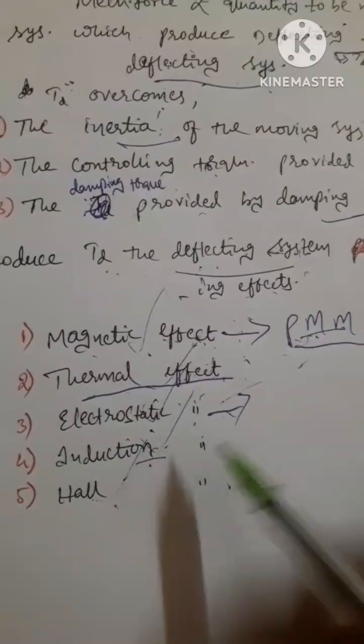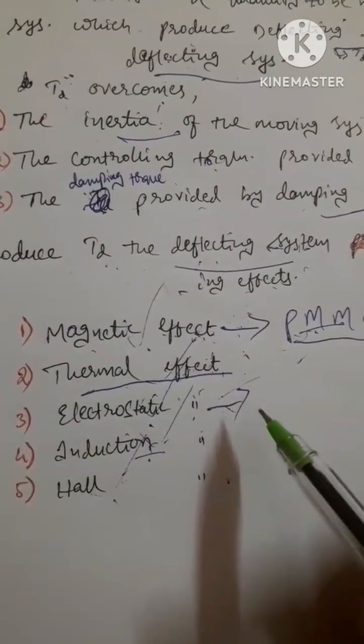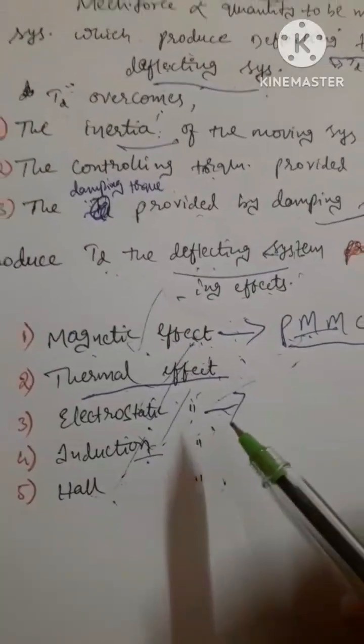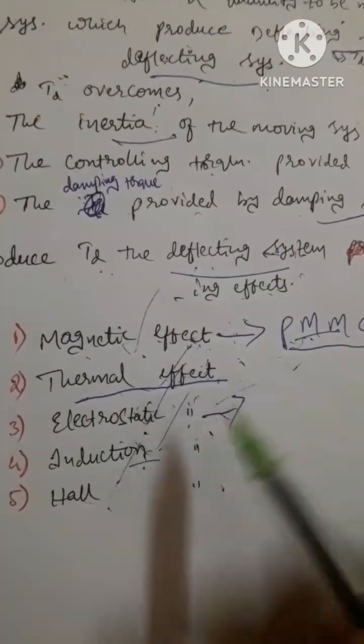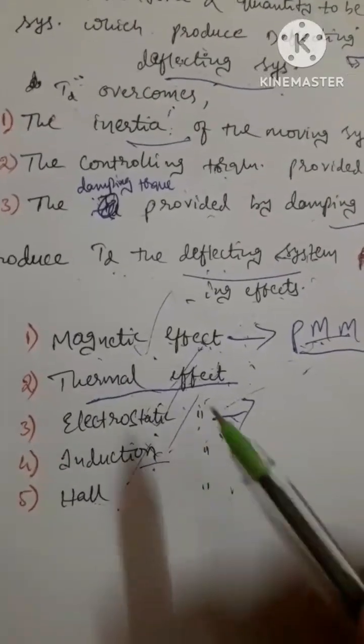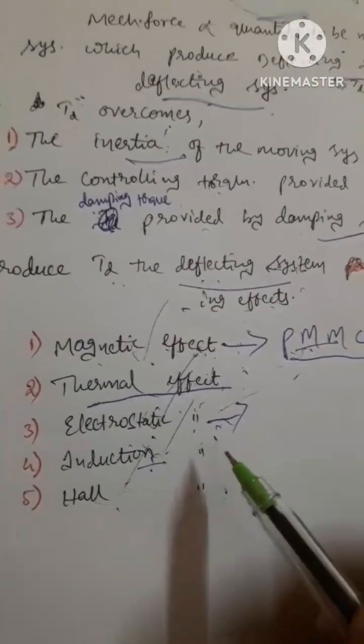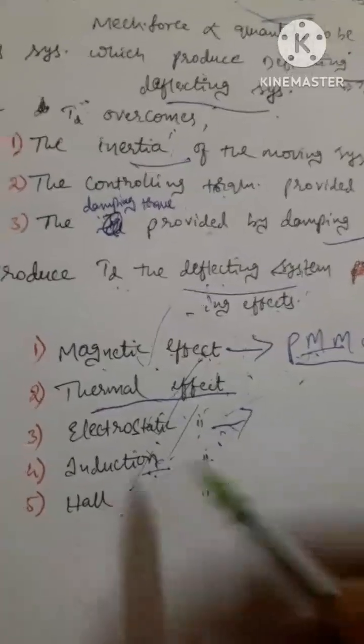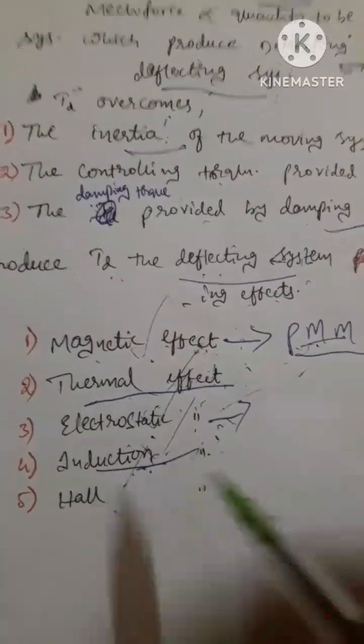Induction effect means when a non-magnetic conducting disc is placed in a magnetic field of electromagnets which are excited by alternating currents, an EMF is produced. This effect is known as the induction effect.